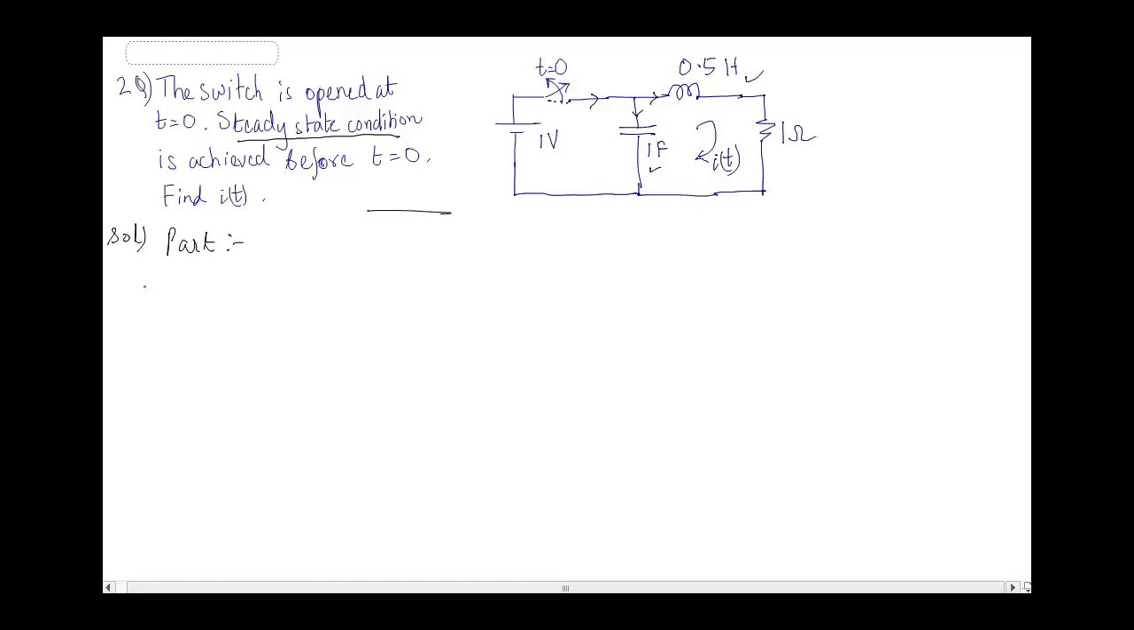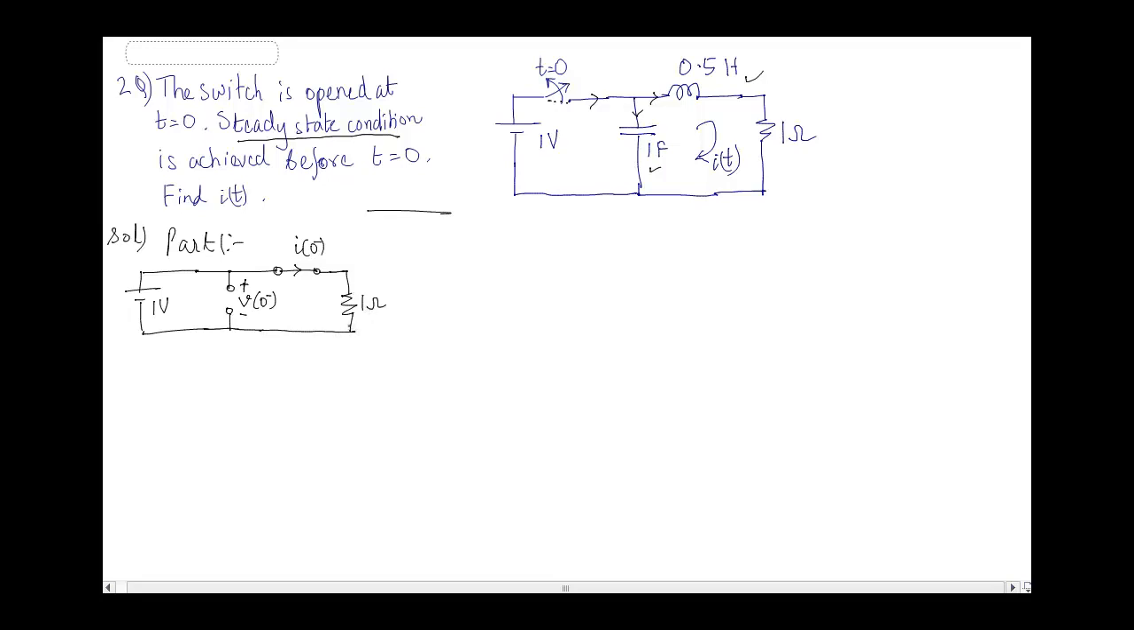So let us draw the circuit when the switch was closed. We are having 1 volt and then the switch was closed. Here the capacitor after charging up is acting like an open circuit with plus minus polarity V of 0 minus, and we are having the inductor which is acting like a short circuit with a current of I of 0 minus. There is a resistance in which nothing has happened as such. It is just 1 ohm.